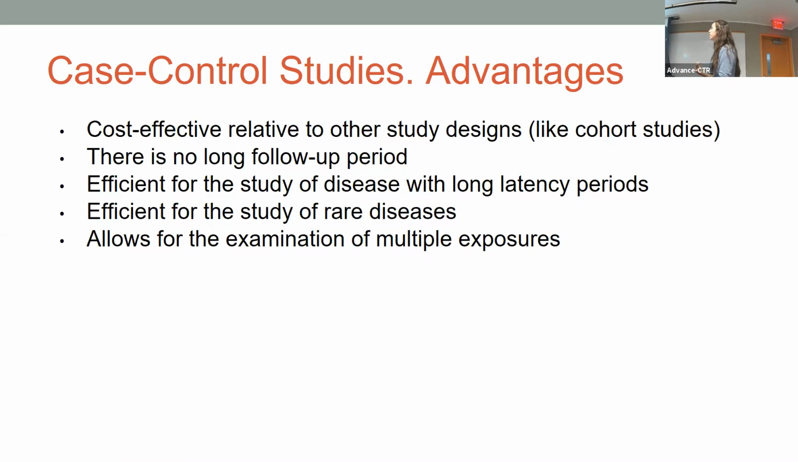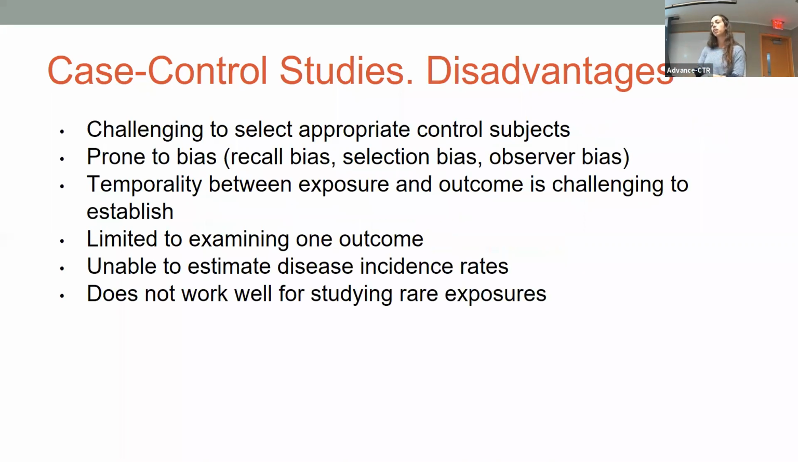Additionally, as I mentioned, it can be very efficient when you're trying to look at multiple exposures. So if you have some sort of rare disease and you're trying to understand why that rare disease might develop, then you might want to conduct a case control study, because having this very large sample of cases might allow you to understand which factors are potential risk factors for this rare disease.